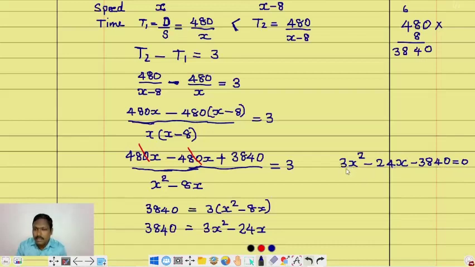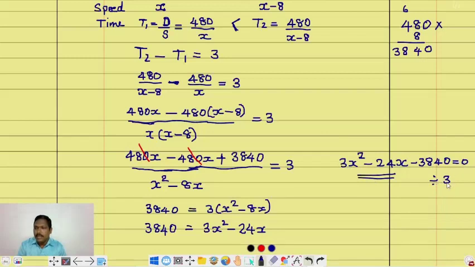See here, this 24 and 3840, all of these are multiples of 3. If you want, you can change this while doing other problems. For solving this, maybe you can divide this by 3 because all the terms are multiples of 3. So this is the quadratic form of this question: 3x square minus 24x minus 3840 equal to 0.